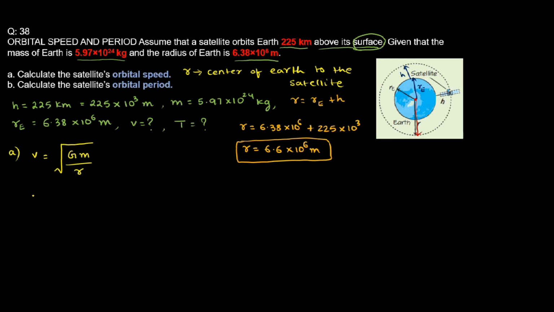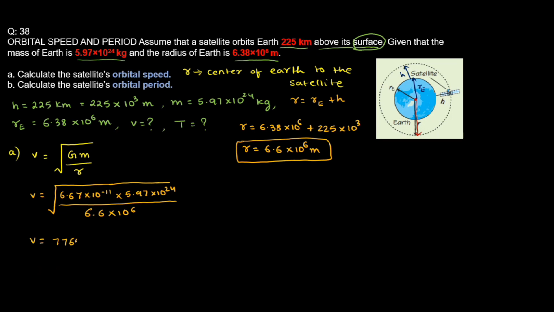Let us solve for V. I will write square root. G is 6.67 times 10 to the power negative 11. Mass of the Earth they have given us 5.97 times 10 to the power 24, divided by the distance of the satellite from the center of the Earth. And when you solve this, you get the value of V as 7764.5 meter per second, which you can also write as 7.76 times 10 to the power 3 meter per second.